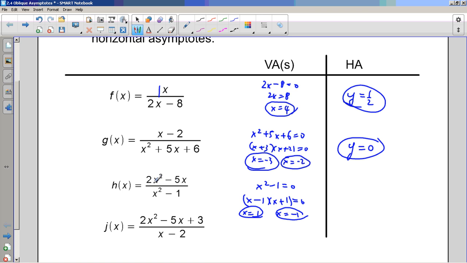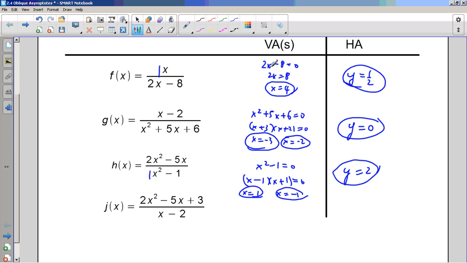The horizontal asymptote, both top and bottom have the same degree, and do I care that this one has an x and this one doesn't? No, because they have the same degree 2. The other terms don't matter. I just pick off the horizontal asymptote y equals 2 over 1, or just y equals 2. And finally, the vertical asymptote is when x equals 2, when the bottom is 0.